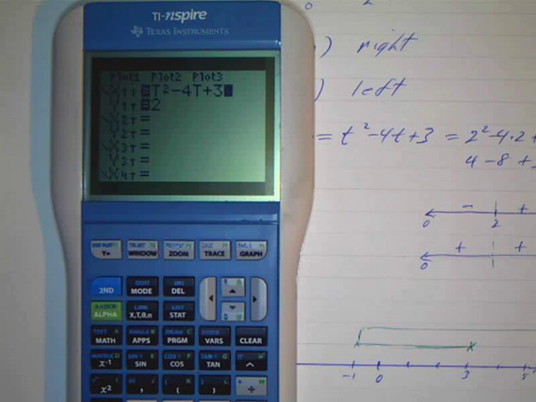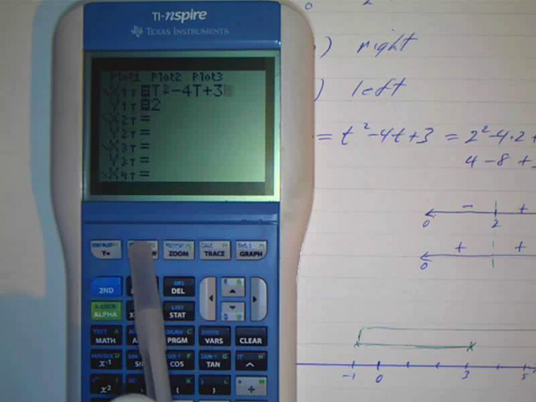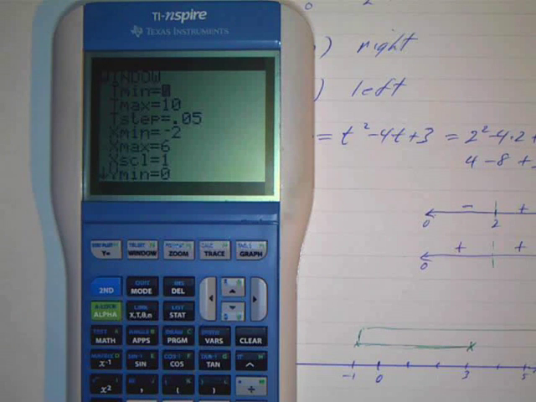All right? Now we have to set up our window. And you're going to see when you do window now, you've got 3 other things. You've got Tmin, Tmax, and Tstep. The Tmin, this is our time. So I've got this set up now going from 0 to 10 seconds. So I'm going to look at 10 seconds of this motion, because it is with respect to time.